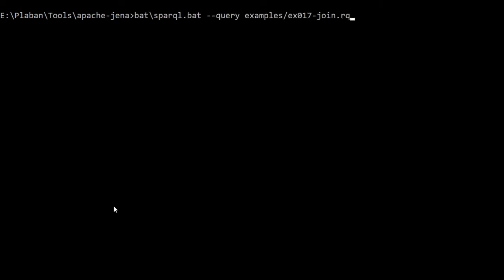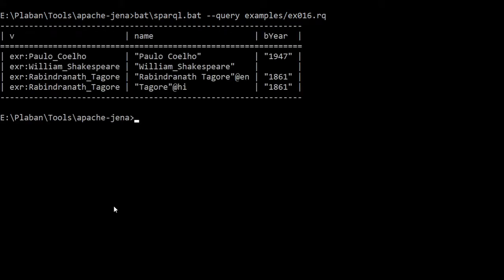We are running the query 16, which is basically optional. Now you can see the result that we expected, that we have shown in the slide. The exact result is coming, right? There is no surprise, right?